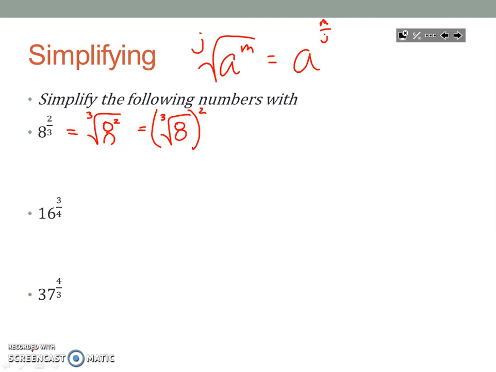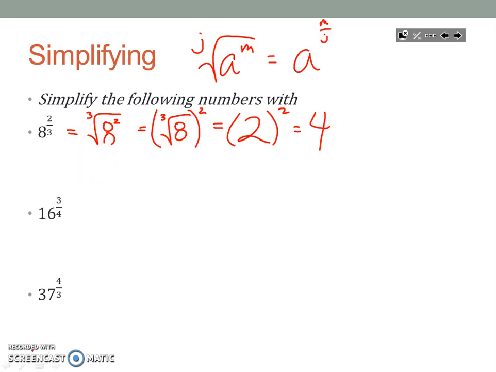Okay, and the reason that this one's more helpful is most of us should know what the cubed root of 8 is. That's going to give us 2. So I end up with 2 squared, and that is 4. Okay, if I tried to do it this way, I'd get the cubed root of 64. And not as many of us know what the cubed root of 64 is. We haven't talked about that as much. So that's typically why we want to write it like this one here.